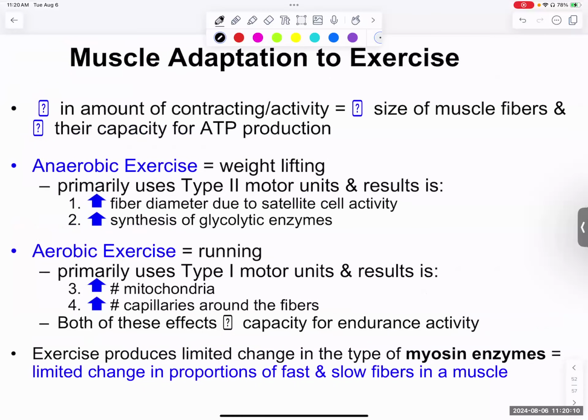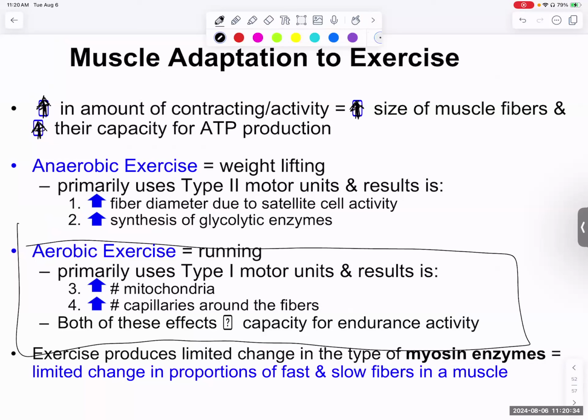So muscle adaptation to exercise: an increase in the amount of contracting activity increases the size of muscle fibers and increases the ability to produce ATP. So aerobic exercise, like running, we're predominantly using these type 1, these slow oxidative fibers. We are going to increase the number of mitochondria and increase blood supply. And both of these are going to increase our ability to go longer.